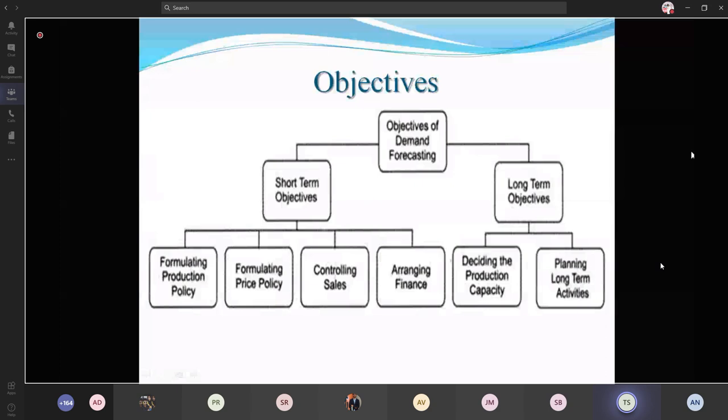So this refers to the financial requirements of the enterprises that are to be estimated with the help of this demand forecasting. So this ensures the proper liquidity, if the enterprise or the company is having enough money to run the organization in future. So these are the things from the short term.